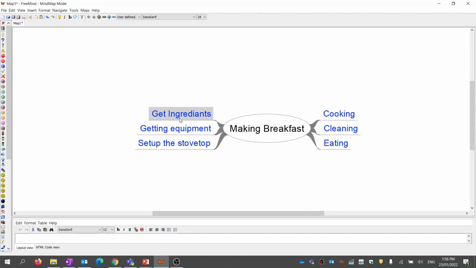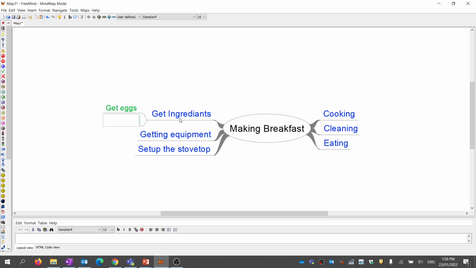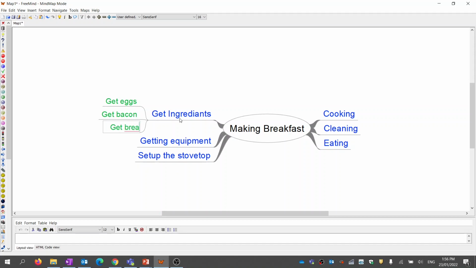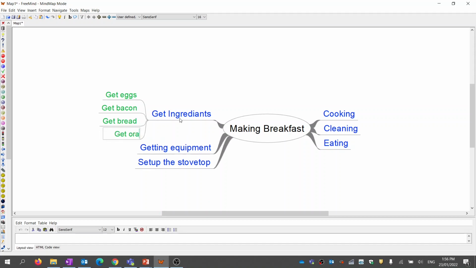And now getting ingredients. What's involved in getting ingredients? Well, when I get ingredients, I need to get the eggs. I need to get the bacon. I need to get the bread. And I need to get the orange juice.